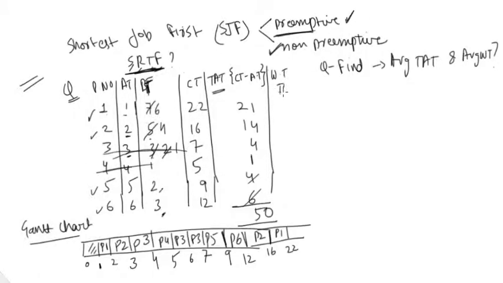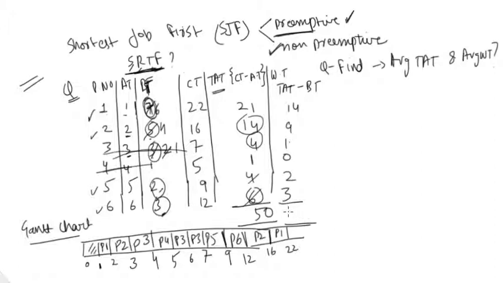Waiting time is simply TAT minus burst time. So the values will be: 21 minus 6 is 14, right? 21 minus 7, sorry, burst time was 7. This we have to see, right? 7, the initial burst time. 14 minus 5 is 9. 4 minus 3 is 1. 1 minus 1 is 0. 4 minus 2 is 2. 6 minus 3 is simply 3. If you add them up, it will be 29, I guess.